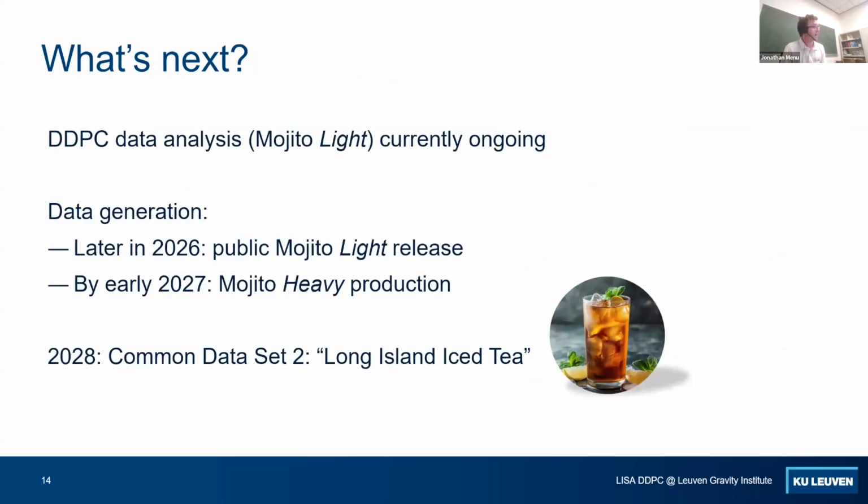So what is next? We have the data analysis for Mojito Light, which is currently ongoing. We expect that later in 2026, we will also have a public Mojito Light release. And then we're working at the moment on preparing Mojito Heavy production. So this should be finished early 2027, after which we will also move the data analysis to this new data set. And then finally in 2028, we have the second common data set coming up, which will be Long Island IST. So I guess by the next symposium, there will be an update related to this.